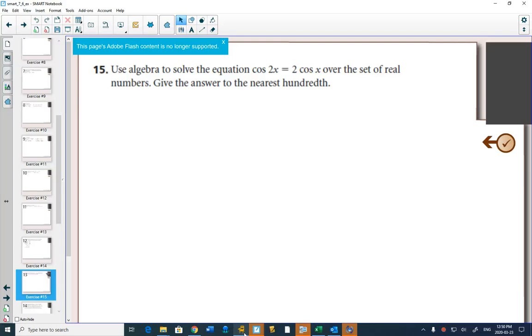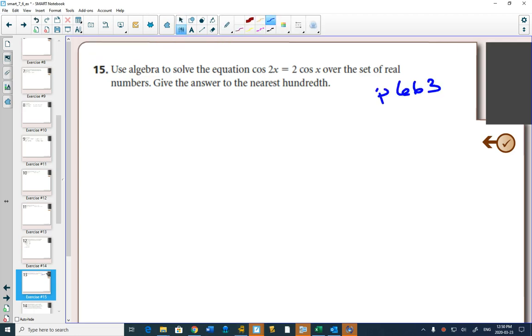Okay, this is question number 15 on page 663. Someone had asked some questions about this one, so I will go over it with you guys, even though none of you are here. cos 2x equals 2 cos x.